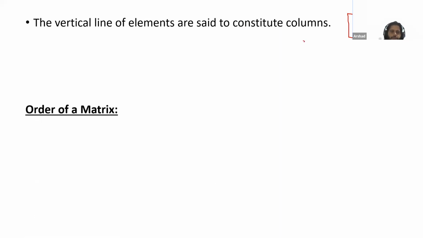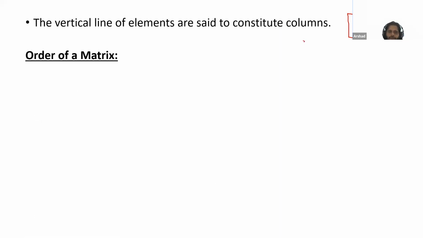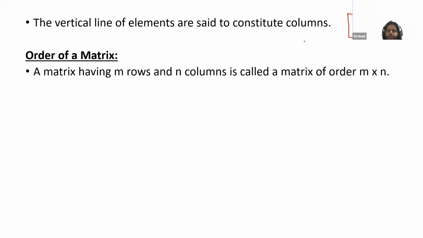Now next one. Order of a matrix, we have discussed that if a matrix have m rows and n columns, then it is called a matrix of order m by n. Okay, Fahad, can you tell me the order of this matrix? 2 rows and 3 columns, so 2 by 3.